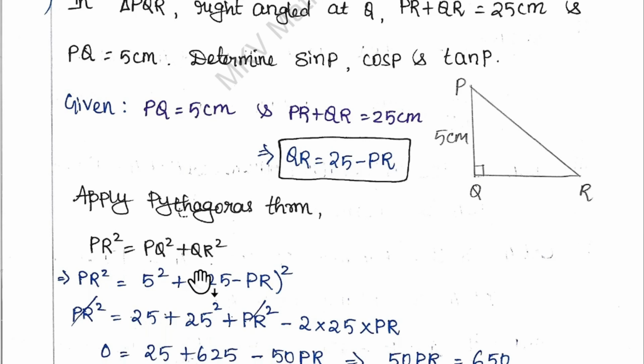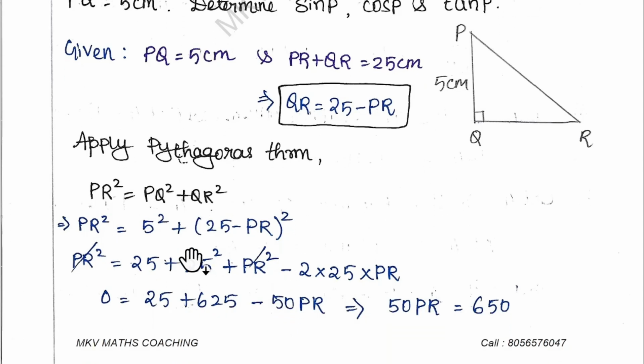PR square equal to PQ square plus QR square. PR you just keep as it is. PQ is 5 centimeter. QR, I have changed QR in terms of PR, right? Just write down this value, 25 minus PR the whole square. This looks like the A minus B the whole square formula. So 5 square is 25, and I'm expanding A minus B the whole square. A square is 25 square, B square is PR square, minus 2AB. Minus 2 into A is 25, B is PR. PR square will get cancelled.